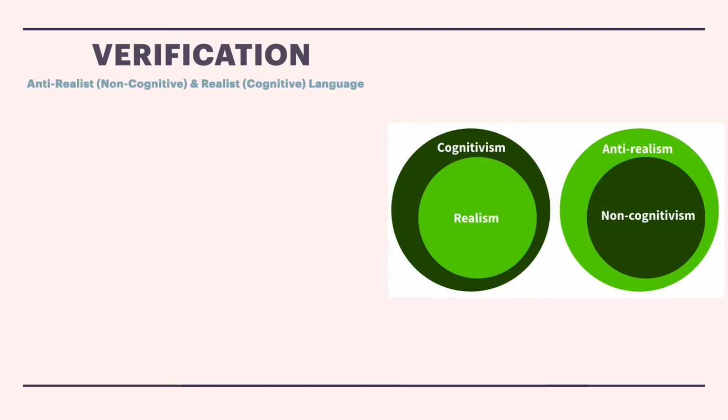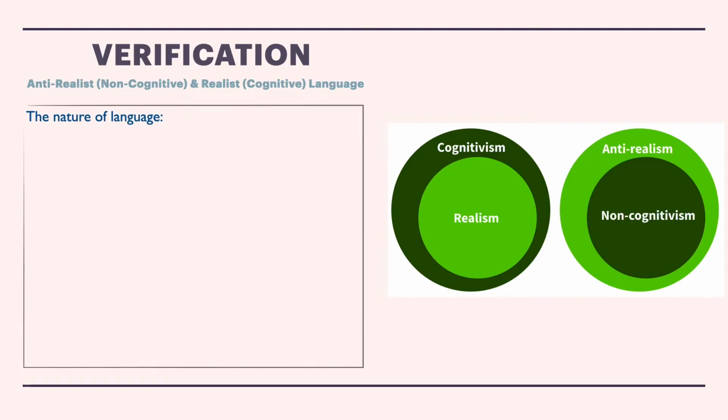There are two concepts, and this is a good synoptic link with meta-ethics. Anti-realist, which is also non-cognitive language, and realist, which is also cognitive language. And you can see here the two go hand in hand. The nature of language is what we're dealing with here. And it's important to understand these two concepts when discussing religious language.